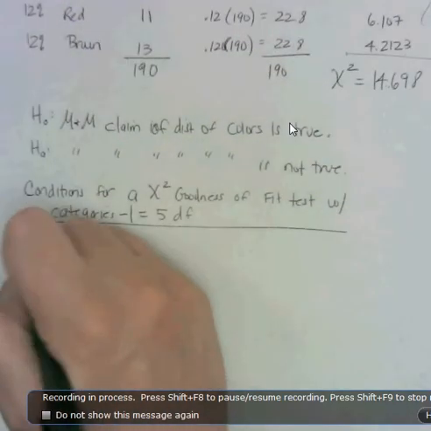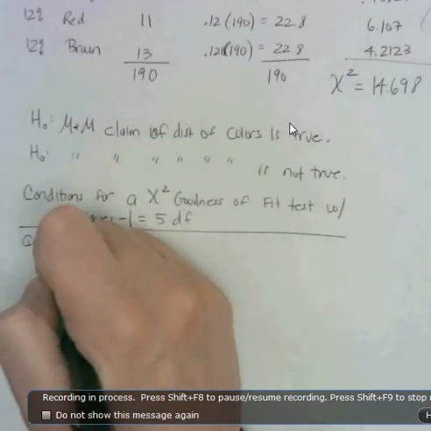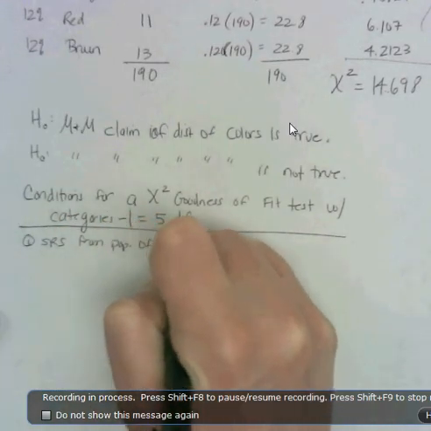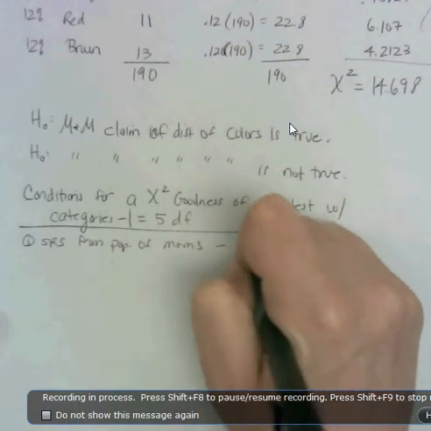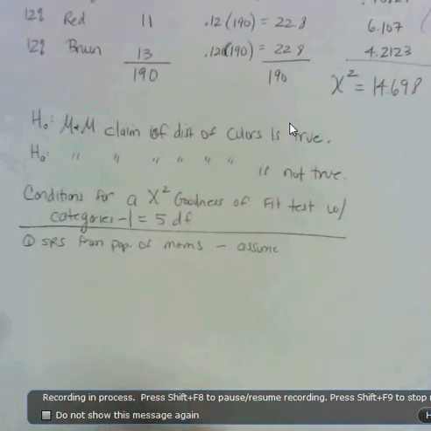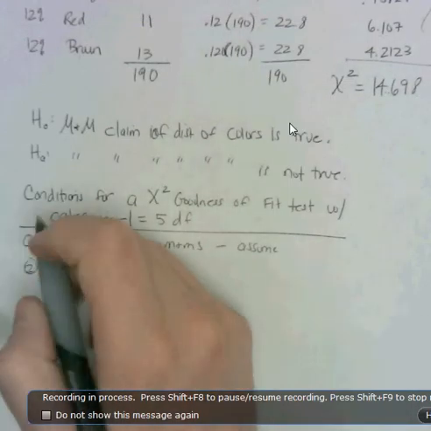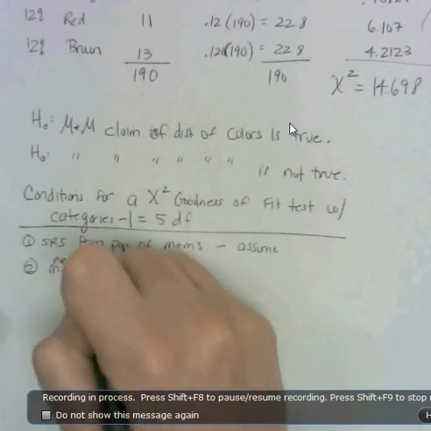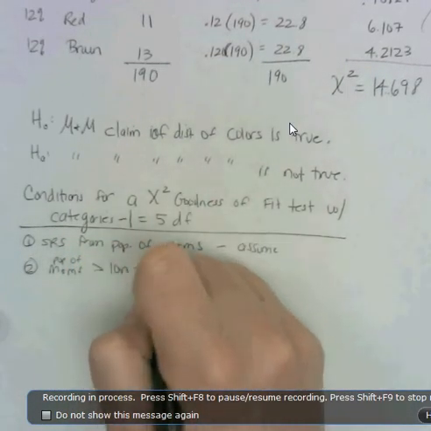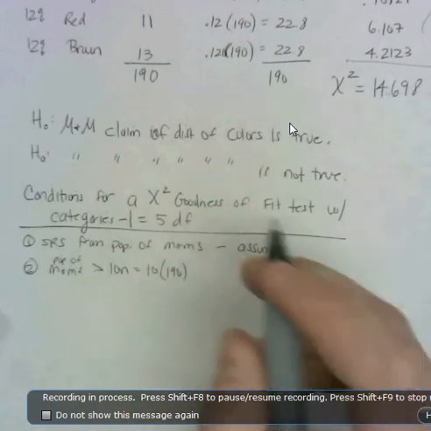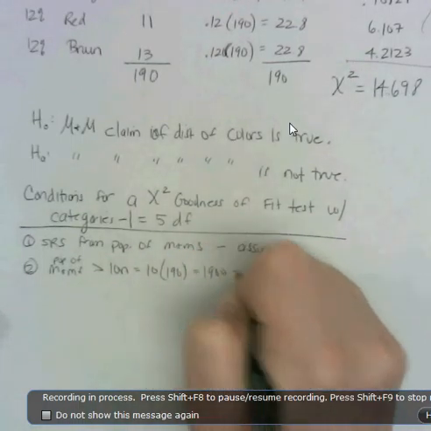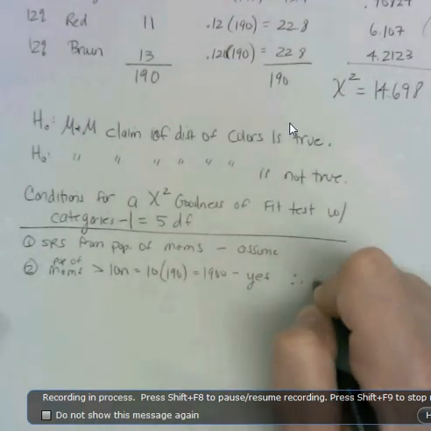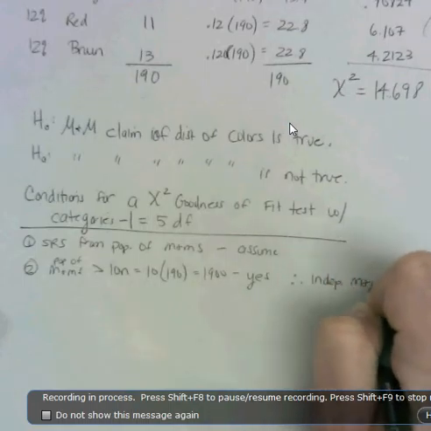So number 1, you've probably guessed it already. Is it a simple random sample from the population of M&Ms? And in this case, I'm going to assume this to be true. Okay, number 2, we are sampling without replacement. So is the population of M&Ms greater than 10 times n, where n is still your sample size? So we have 190. 900. So there are more than 1,900 M&Ms in this world. These come together to make sure that we have independent M&Ms.